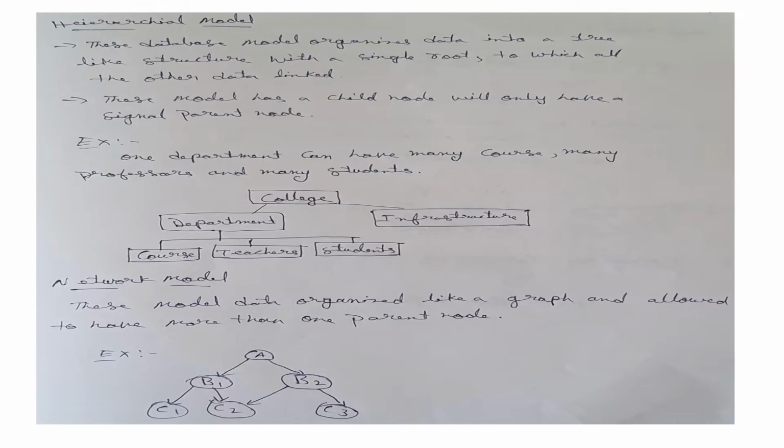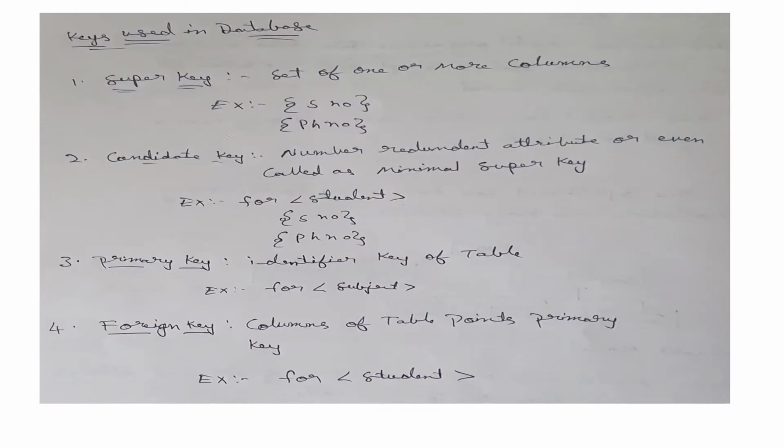Coming to the fourth one, network model. What is a network model? In this model, data is organized like a graph and is allowed to have more than one parent node. This is called network model. Example is given below. Coming to the next topic, keys used in database.